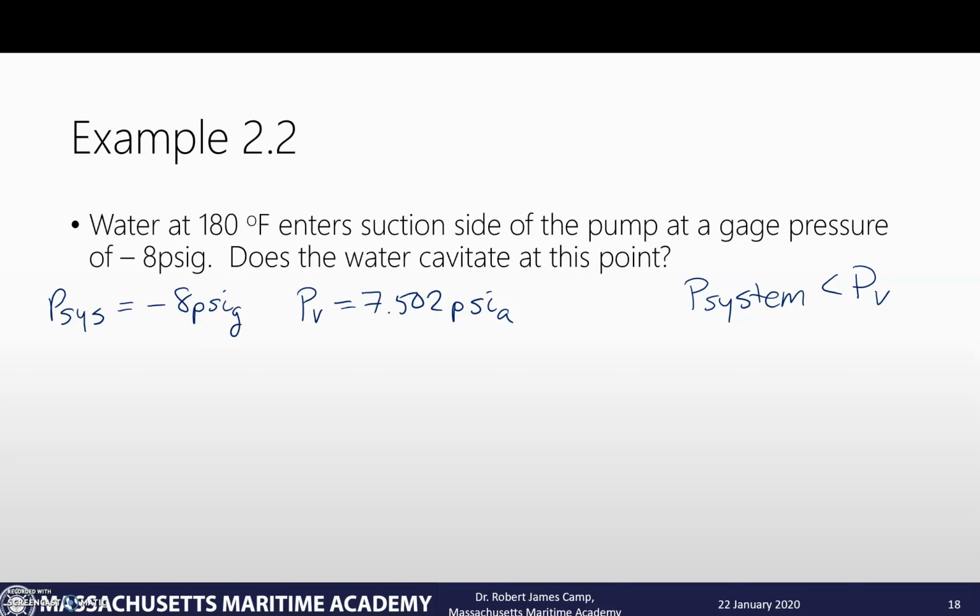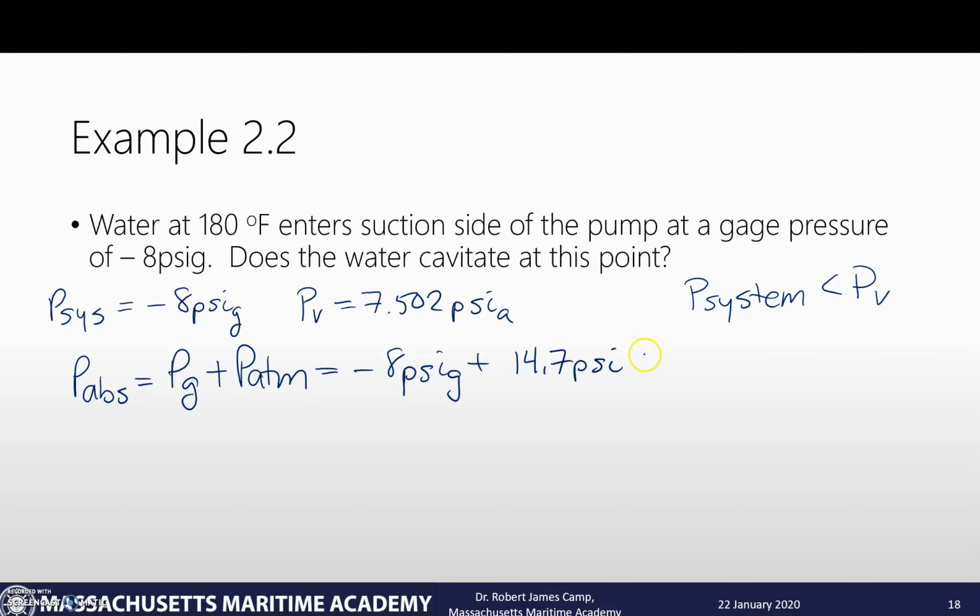So the first thing that we need to do is convert our system pressure over to absolute. Remember that our absolute pressure is going to be our gauge pressure plus our atmospheric pressure. Our gauge pressure is -8 psi-g. We're going to add to that atmospheric. Since it doesn't tell us exactly what the atmospheric pressure is, we will just consider it to be standard sea level pressure, so 14.7 psi. And that will give us an absolute pressure of 6.7 psi.